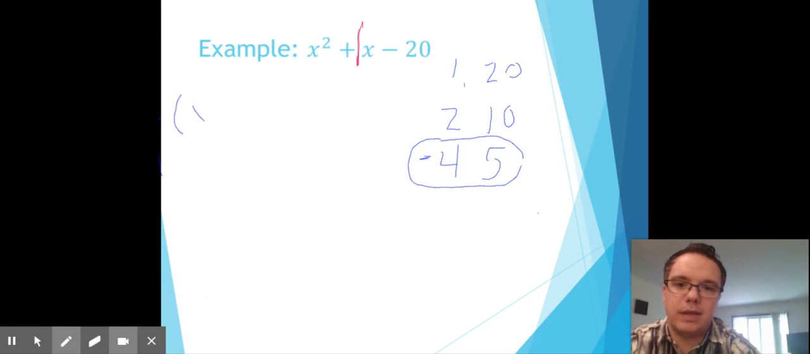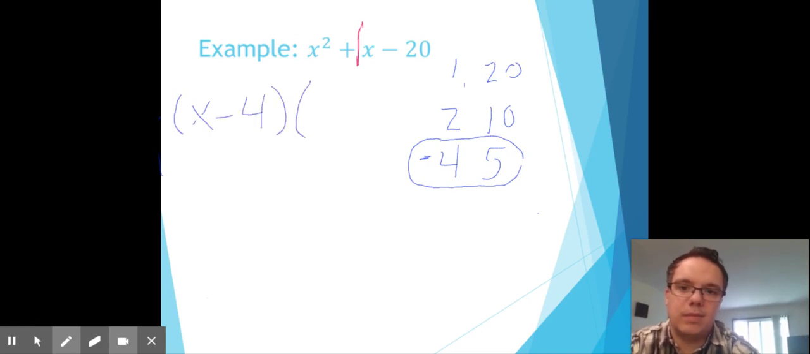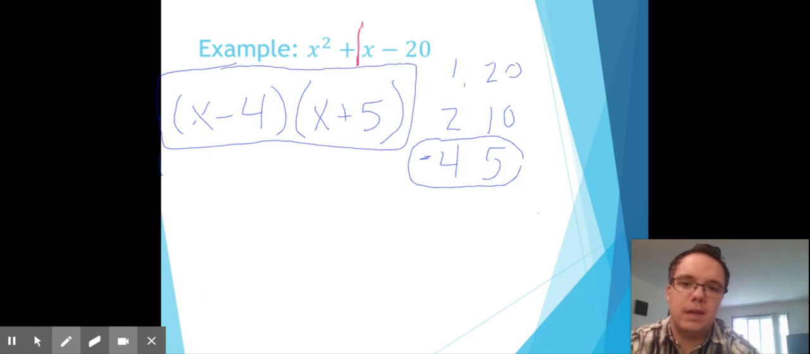So to factor this, I would have x minus 4 times x plus 5. Again, order wouldn't matter here. You could have x plus 5 times x minus 4, as long as you have a negative 4 and a 5. All right, so that is factoring.